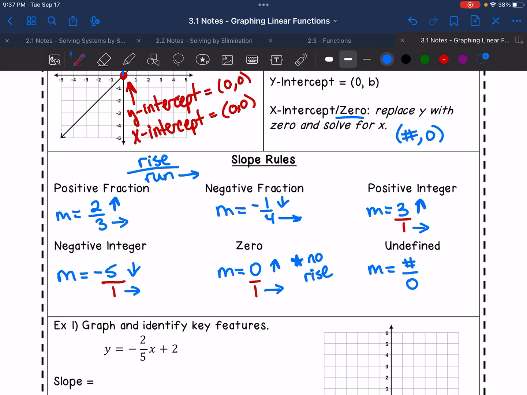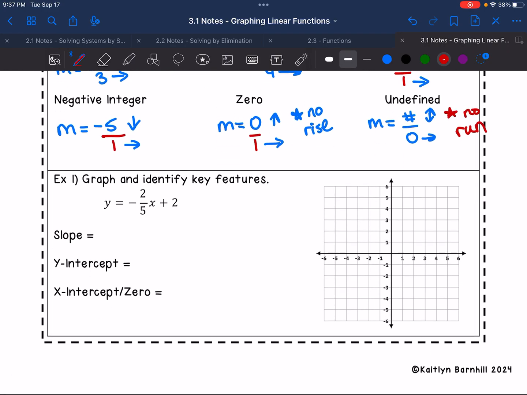Okay, so notice that that top number always tells us whether we're going up or down, okay? The bottom number is your run. So when we have an undefined slope, we have no run. So this is a vertical line. Okay, so zero slope is horizontal, undefined slope is a vertical. All right, so let's keep that in mind.